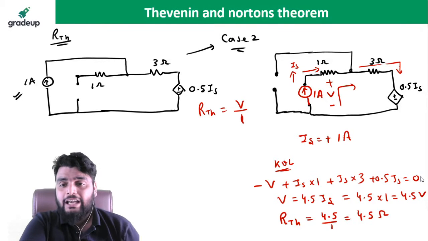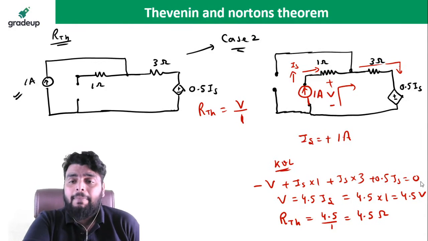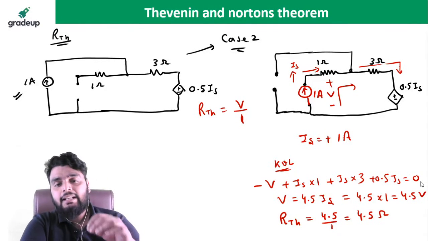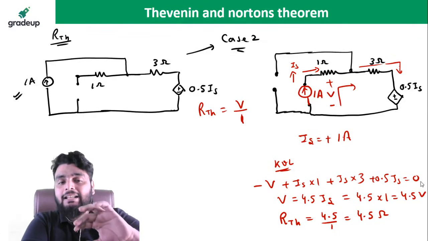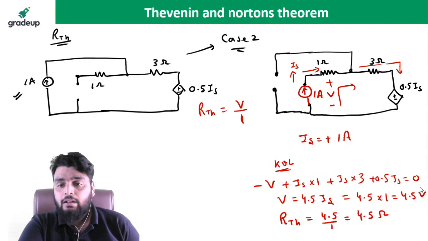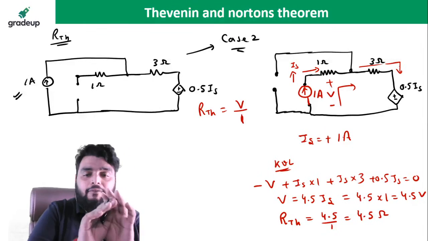Now, can you ask your question again? Good evening, Sneha. And sir, in case 2, the independent source should be deactivated. Yes, Sheikh. That's why the 1 ampere source is deactivated, and deactivated means it is an open circuit. Yes, fine, good. If you have any doubt, you can ask.